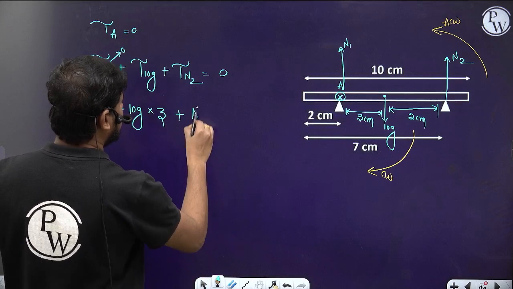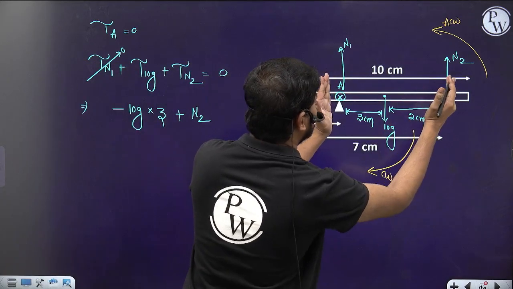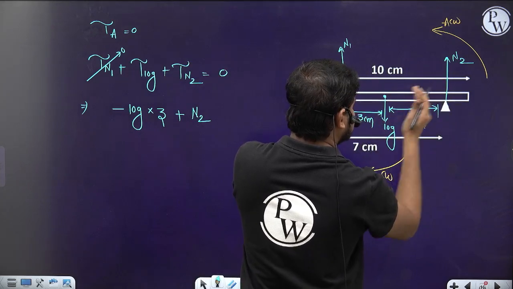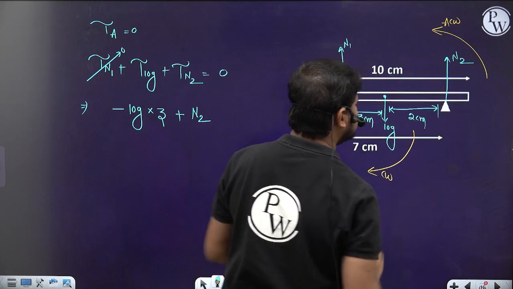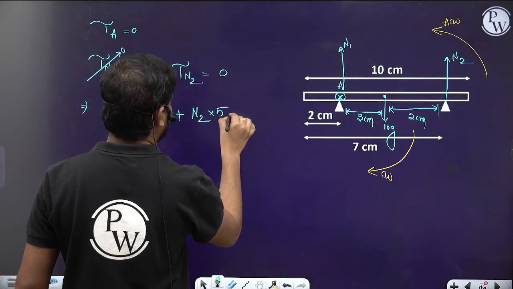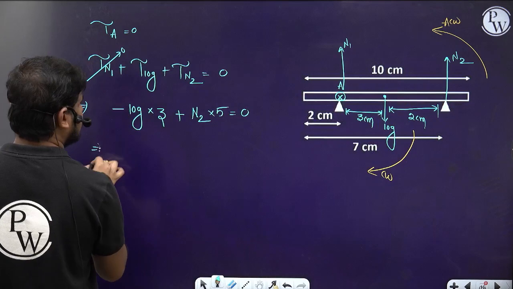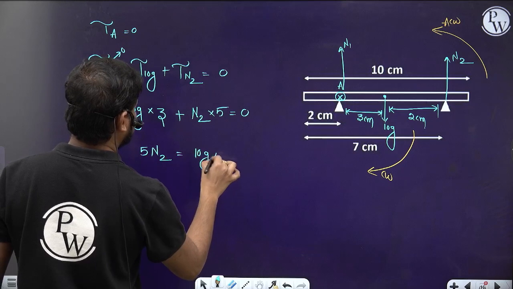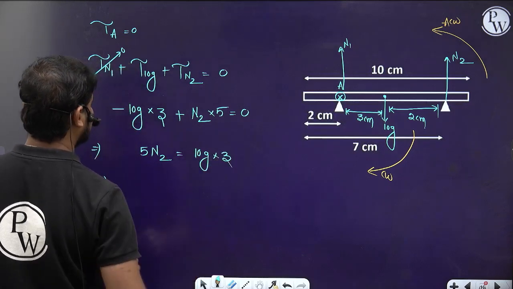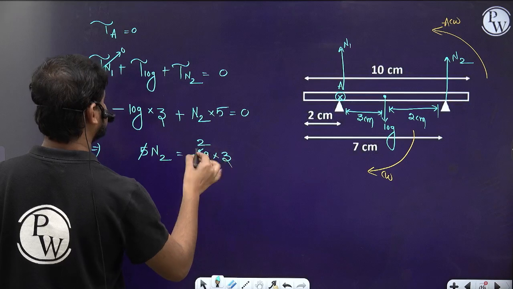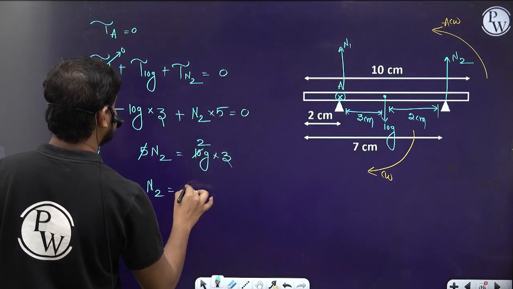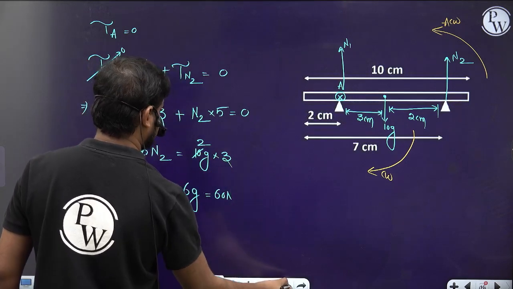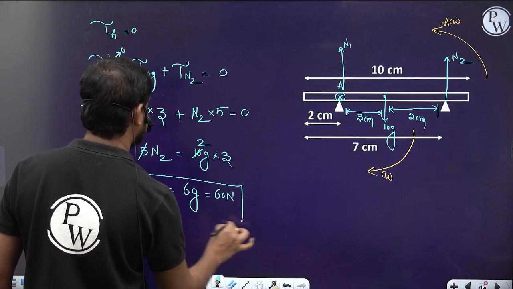And N2 into, from this point it is at a distance of what? About this point, don't consider from the center. From here to here it is 3 and here to here it is 2, so total 5 centimeters. So into 5 is equals to 0. So I can write here, 5 into N2 is equals to 10G into 3. So N2 is equals to 6G. So I got N2 6G, which means this is 60 newtons.